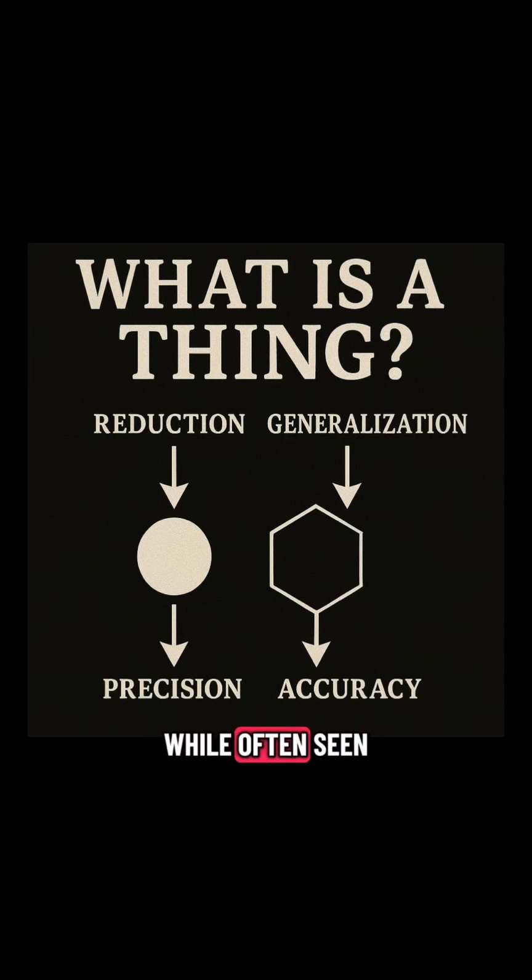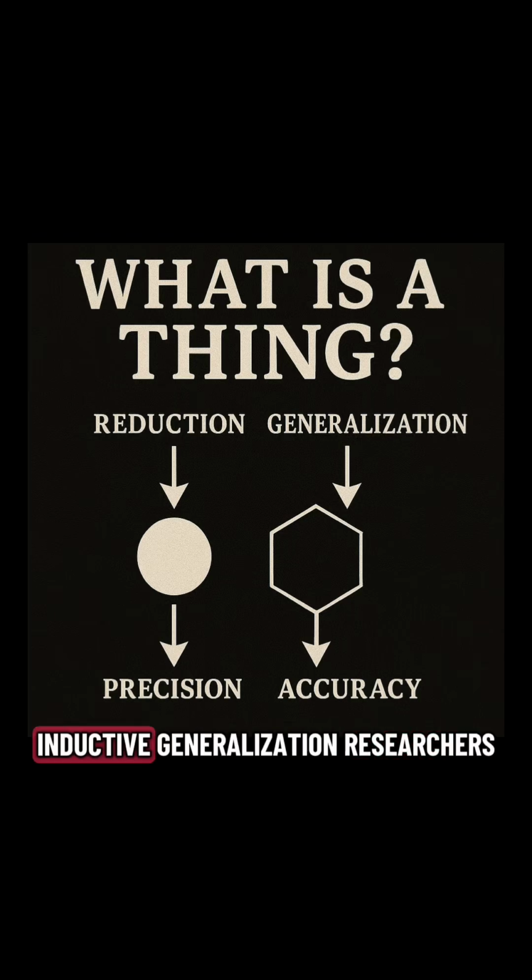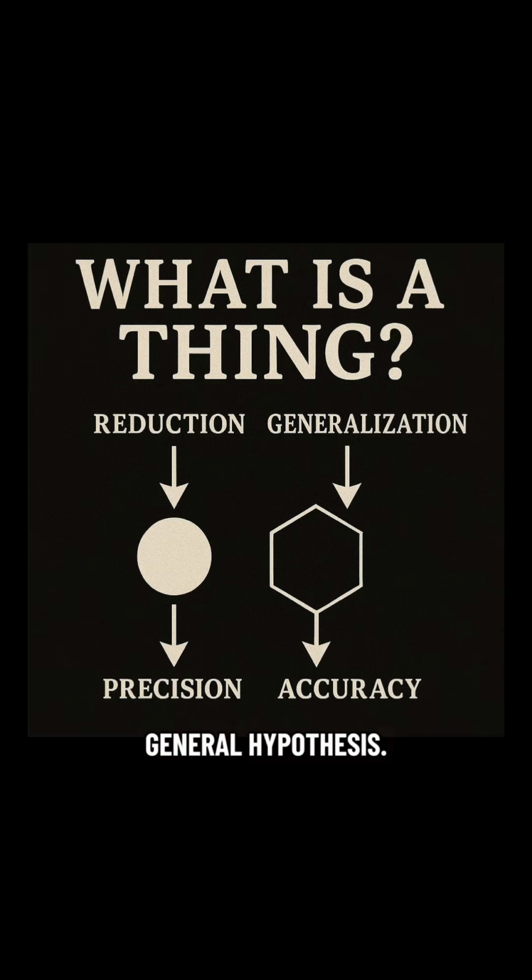Interplay in science. While often seen as conflicting, these approaches are often used in tandem in scientific research. Inductive generalization: researchers observe specific patterns and form a general hypothesis. Reductive method: researchers break down the phenomenon to test if the hypothesis holds at a molecular or physical level.